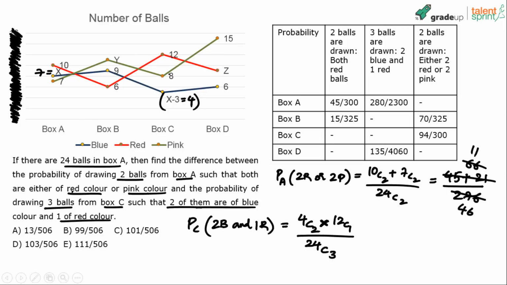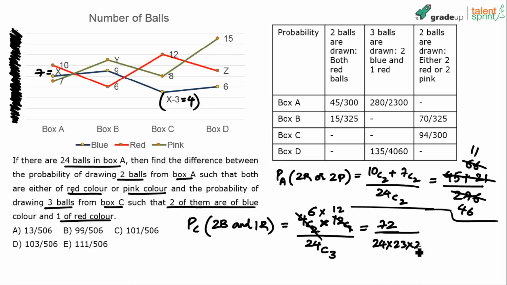Now simplify this. So 4C2, 4 into 3 is 12 by 2 is 6. 12C1 is 12. So 6 into 12 is 72 divided by 24C3. What will be 24C3? 24C3 is 24 into 23 into 22, and the denominator will be 3 into 2 into 1. You're able to follow? Simplify this now. You have understood.